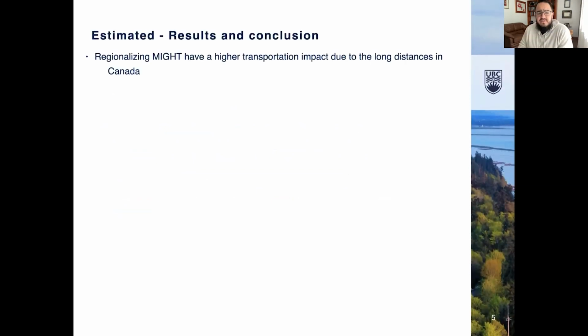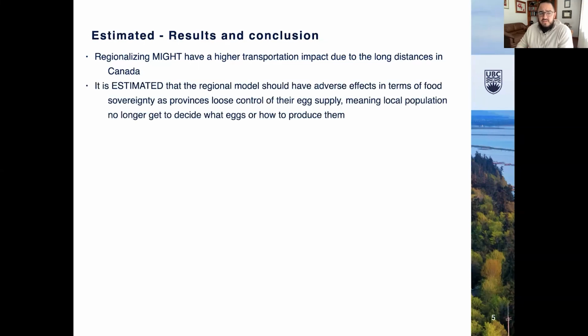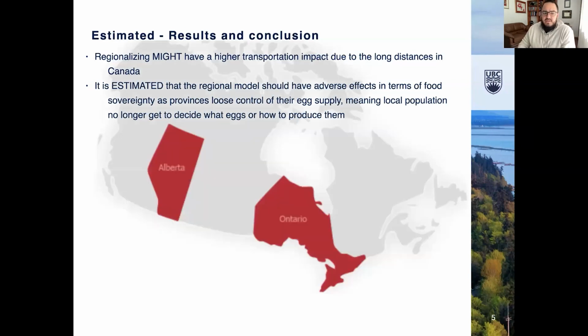The estimated results and conclusions: regionalizing in the theoretical free market model should have a higher impact in transportation, given the long distances from both Ontario and Alberta to the rest of the country. It's also estimated that the regional free market model will have some adverse effects in terms of food sovereignty, as the provinces would lose control of their egg supply and will depend exclusively on one of these two distribution centers for the entire nation.